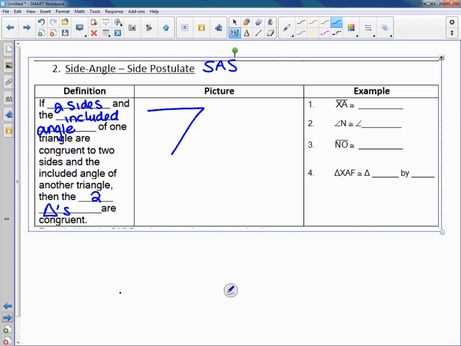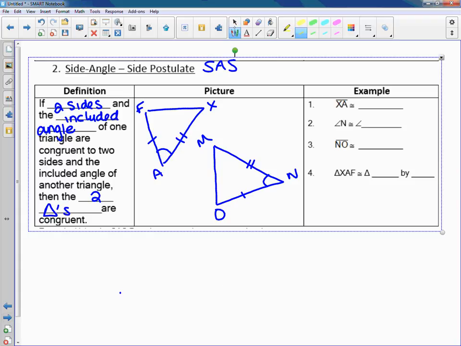We're going to draw a triangle FAX, and we're going to mark it as such. And then we're going to draw the triangle MNO, and we're going to draw it as such. If you notice, I have 2 congruent sides, and we have an angle in between the 2 congruent sides.